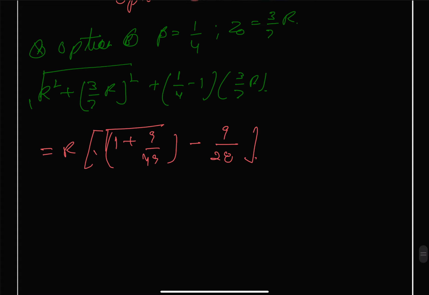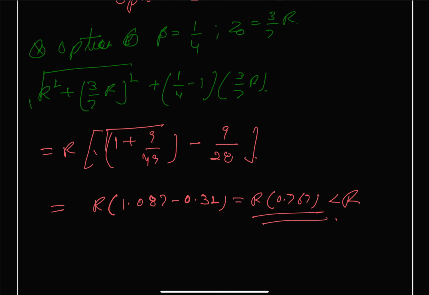which gives us r times 1.087 minus 0.32, which gives us r times 0.767, which is obviously less than r.